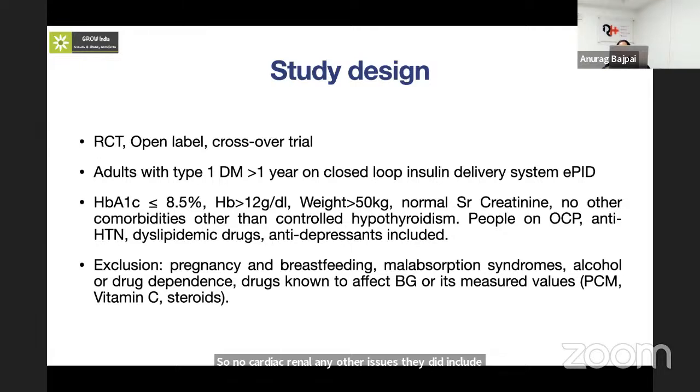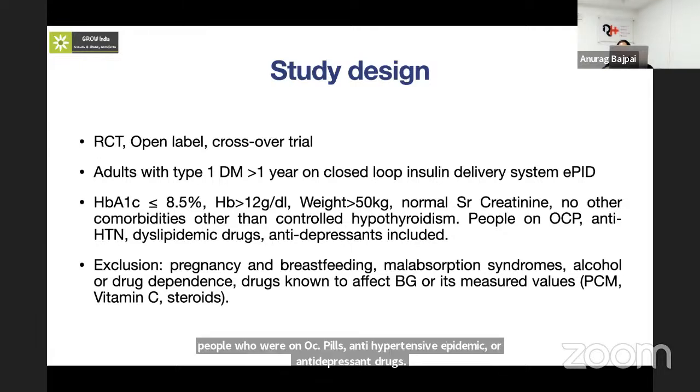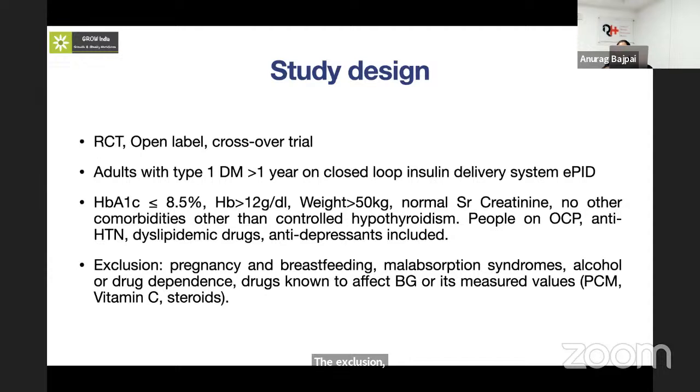The exclusion criteria included adults who were pregnant or breastfeeding with underlying malabsorption syndromes and with history of alcohol or drug dependence. They also excluded subjects who were on therapies that might affect blood glucose levels or their measured values through CGM. So people who were on paracetamol or vitamin C or steroids were excluded in the study.